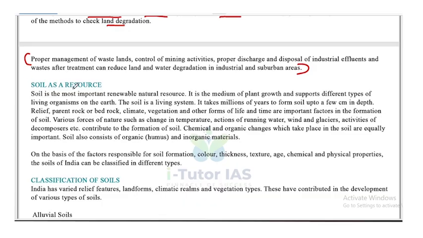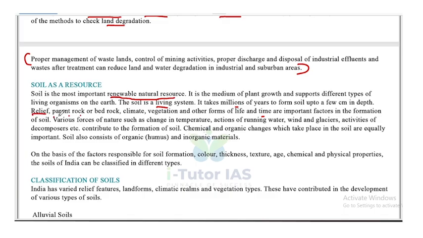Now, soil as a resource. Soil is the most important renewable natural resource. So soil is a renewable natural resource. It is the medium of plant growth and supports different types of living organisms on earth. The soil is a living system. It takes millions of years to form soil up to a few centimeters in depth. Relief, parent rocks or bedrocks, climate, vegetation and other forms of life, and time are important factors in the formation of soil.